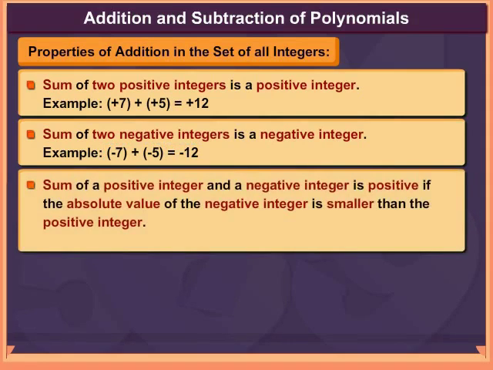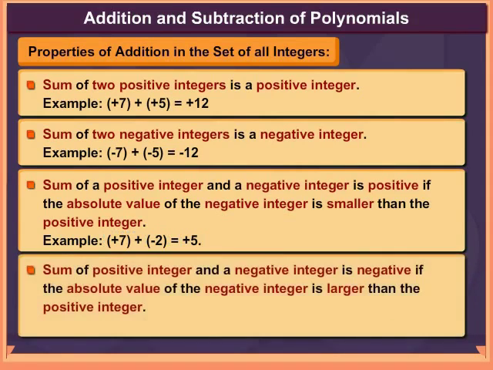Third, the sum of a positive integer and a negative integer is positive if the absolute value of the negative integer is smaller than the positive integer. For example, plus 7 plus minus 2 is equal to plus 5. Fourth, the sum of a positive integer and a negative integer is negative if the absolute value of the negative integer is larger than the positive integer. For example, minus 5 plus 2 is equal to minus 3.